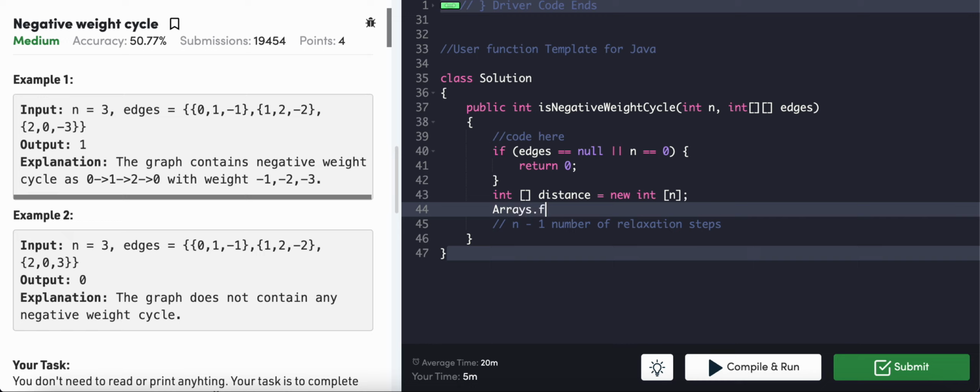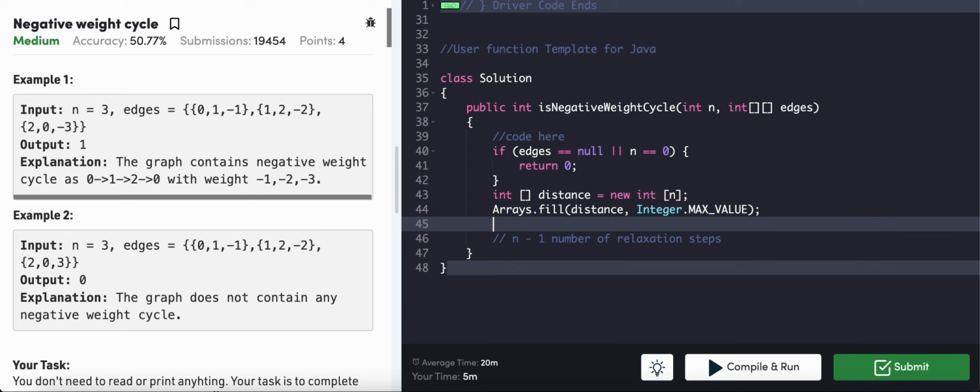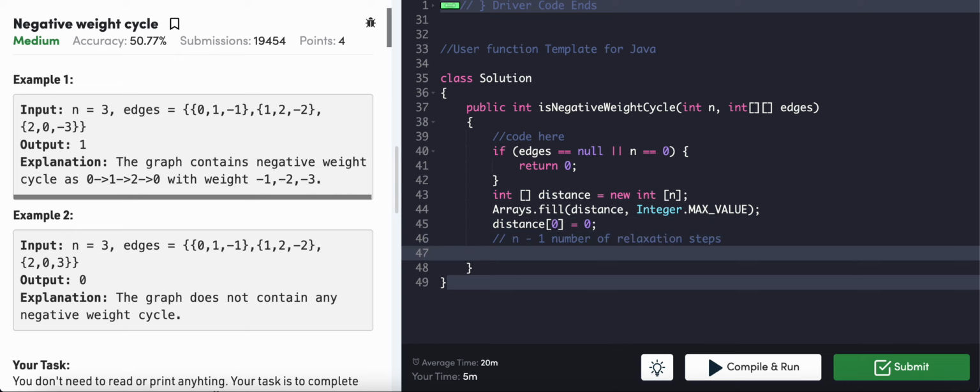Before that we need a distance array which is of size n, and all the values will be filled with the max infinity. So here, Integer.MAX_VALUE except the source node. Here I am considering 0 as the very first node or the source node, and it will have the value 0. Perfect.